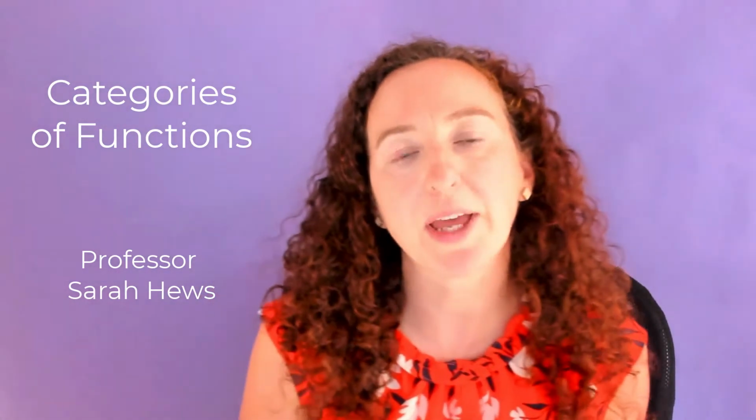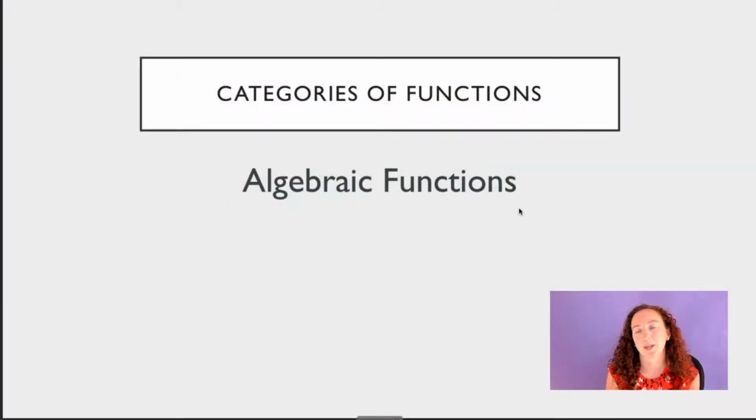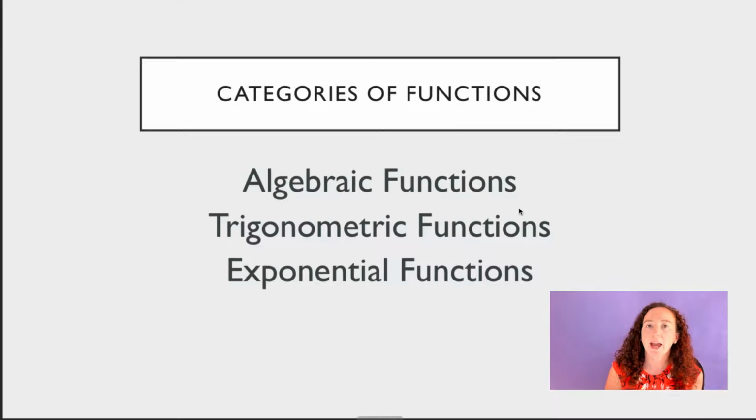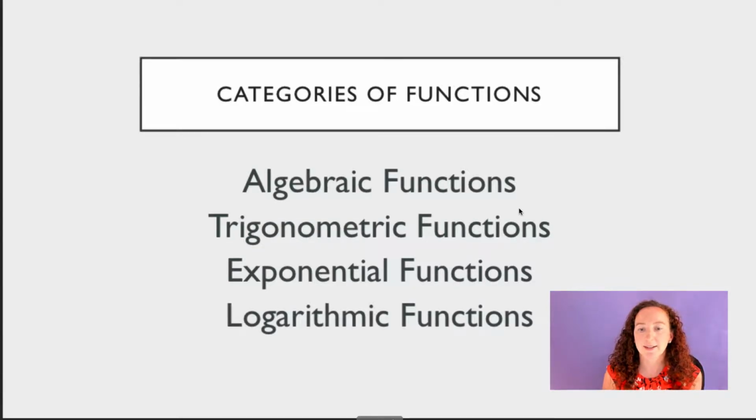One of the easiest ways to think about functions, especially those in the form of equations, is by thinking about them as four different categories: algebraic functions, trigonometric functions, exponential functions, and logarithmic functions. Each one of these categories of functions has different types of behavior.